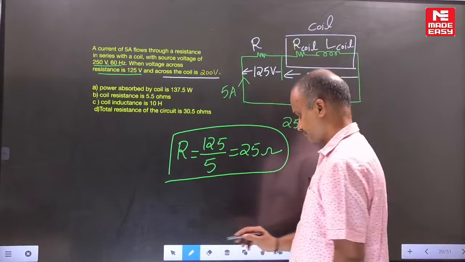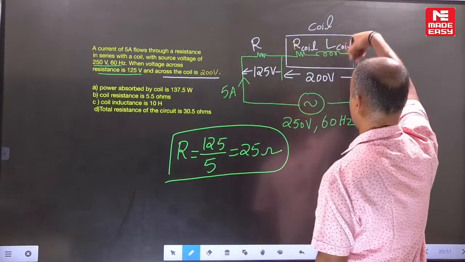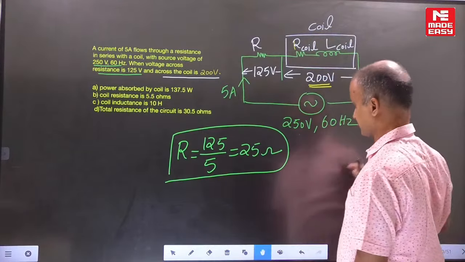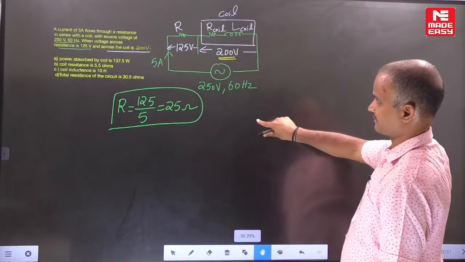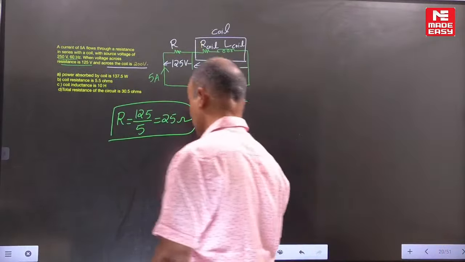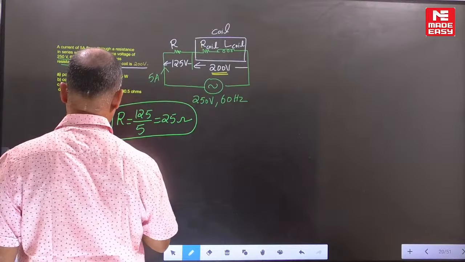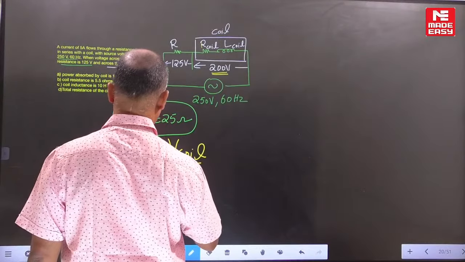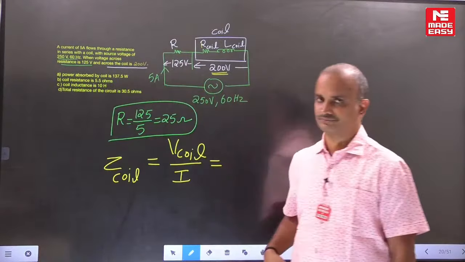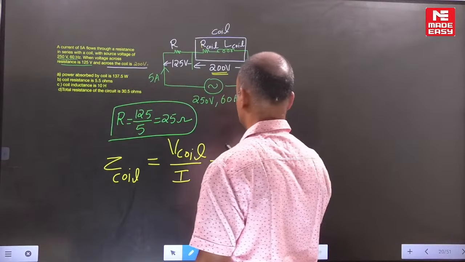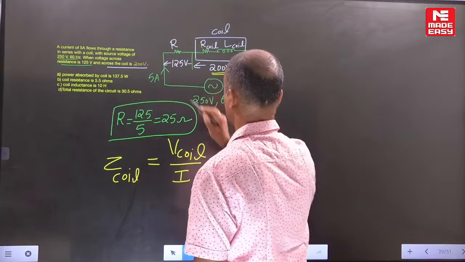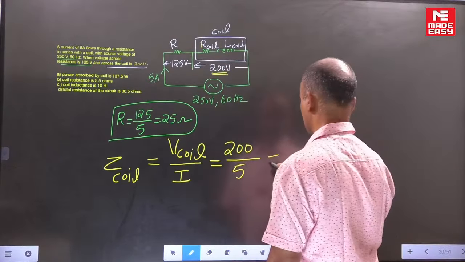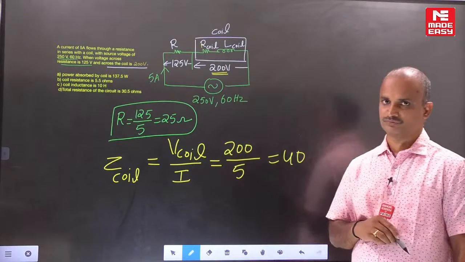Come to the second part. Now for this entire coil, this voltage is known and this current is also known. Can you find out the impedance of the coil? If you find the impedance of the coil, what do you write? Voltage across the coil with respect to current. In this example, the voltage given is 200. What about the current? It is 5. If you simplify, the value is 40. The impedance is 40.